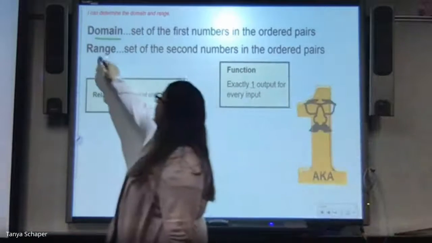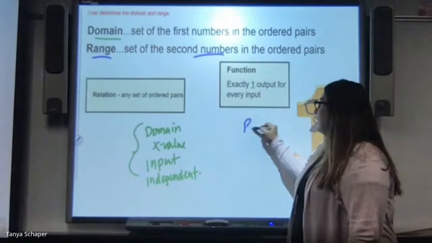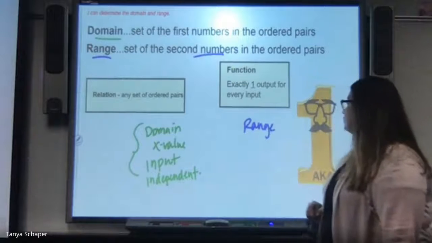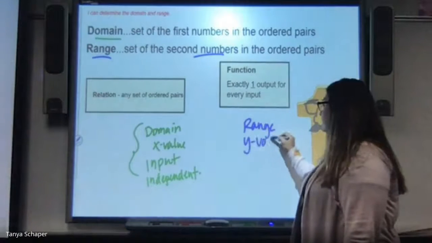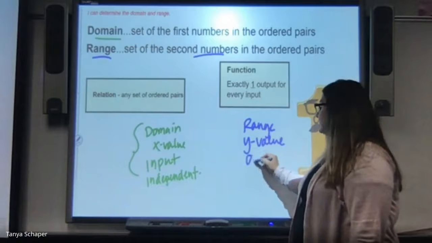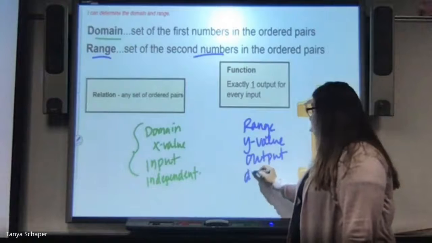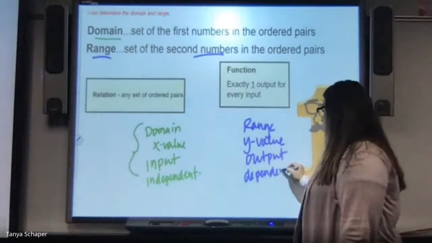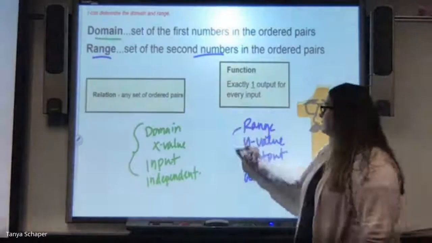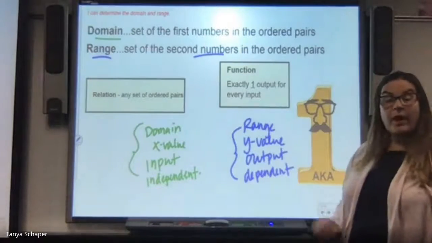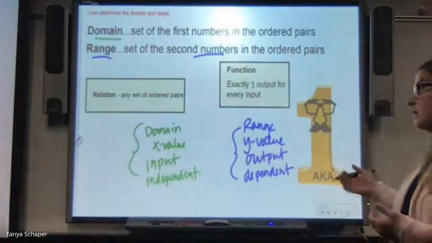All right, your range is the set of the second numbers in an ordered pair. We can also call the range the y value. The range is also the output. The range is also the dependent. Those are all the different names that we can use to represent range. Okay, write those down. We're going to be using those words interchangeably throughout the year, and it's important that you understand what those are.